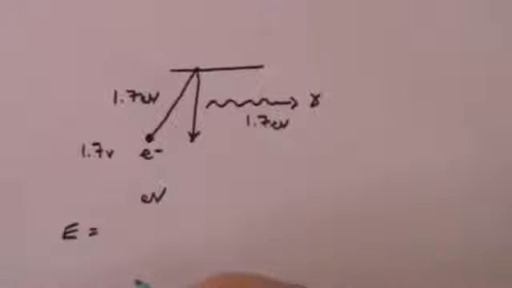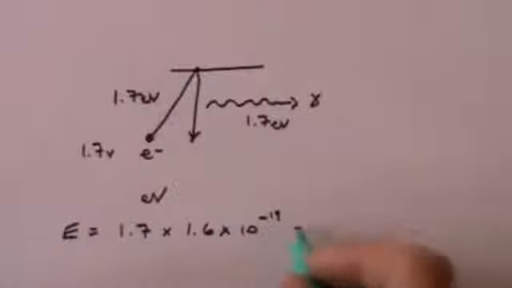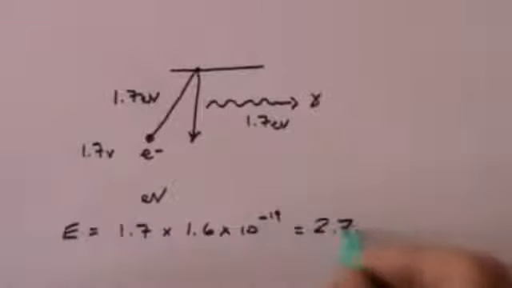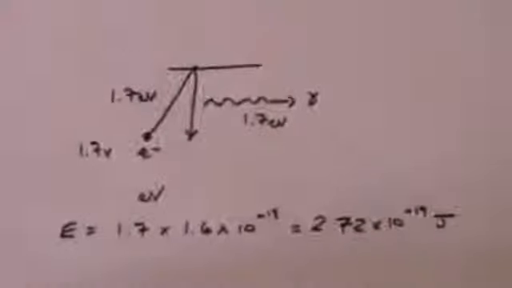You multiply by the charge on the electron, which is 1.6 times 10 to the minus 19 coulombs. So effectively you take the 1.7 electron volts and multiply that by 1.6 times 10 to the minus 19, and that gives you the energy in joules, which is 2.72 times 10 to the minus 19 joules. So now we've got the energy in the correct unit.